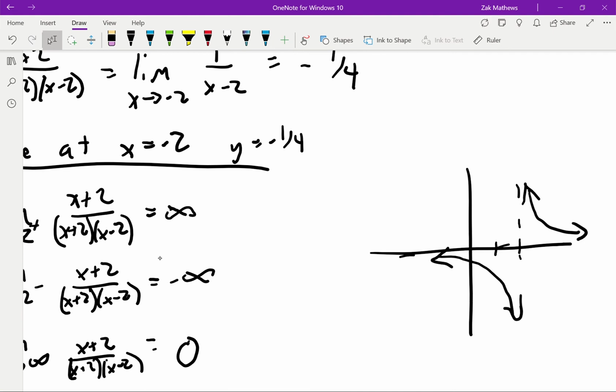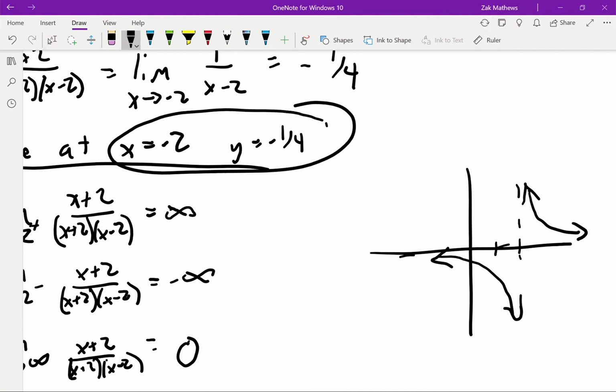But what I've left out of this is that hole. So I've got to come back in here and say at negative 2, that y value would be negative 1/4. So right in there, that is going to be a hole. And notice I've marked it with an open dot. And now we have an accurate graph. We have our hole physically located at the position we found based on our limit. So there's the graph of our function.